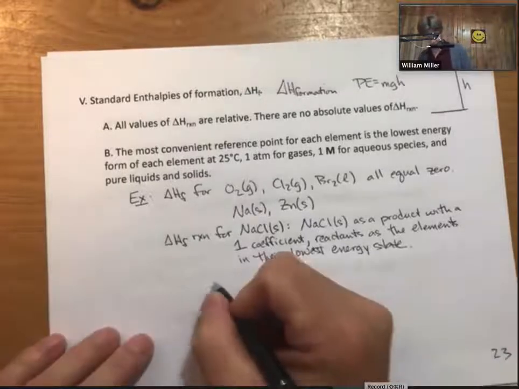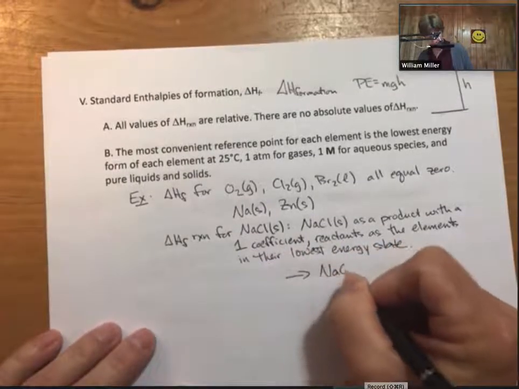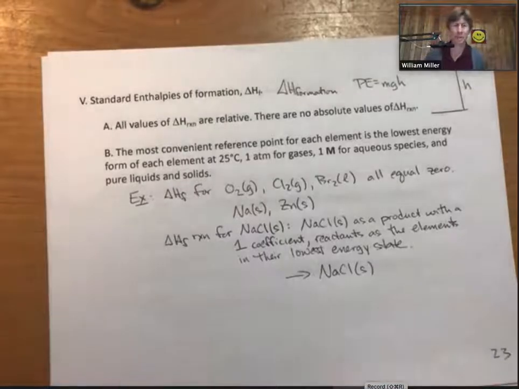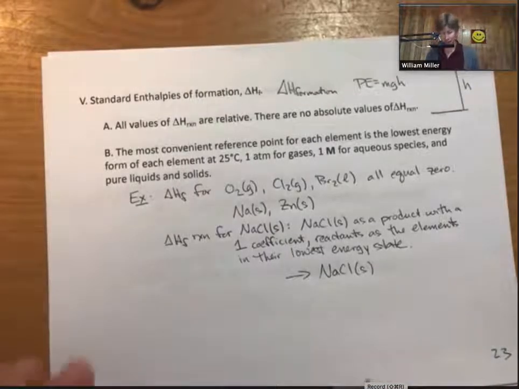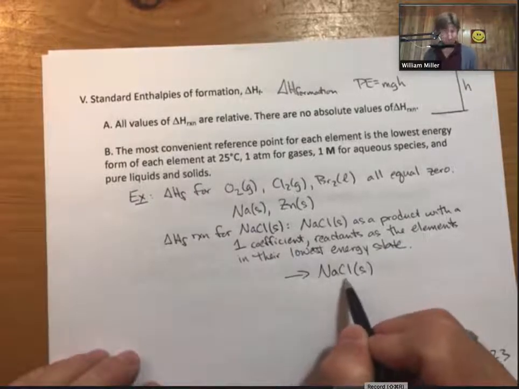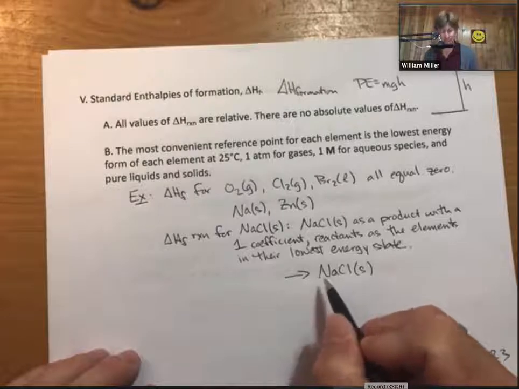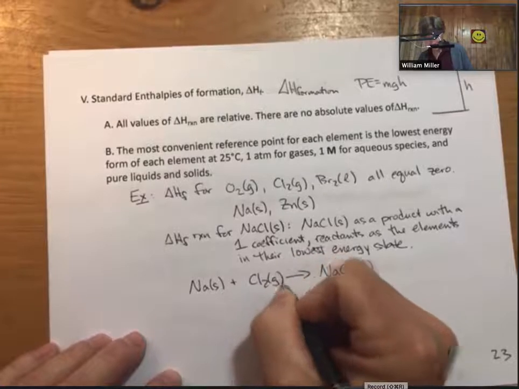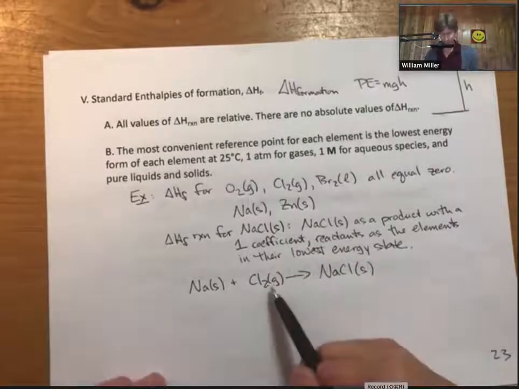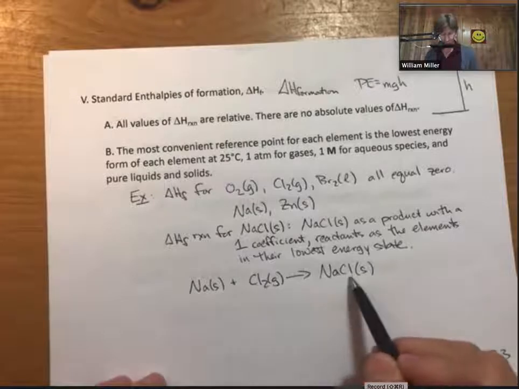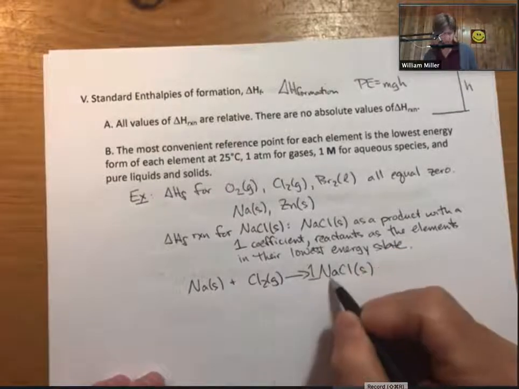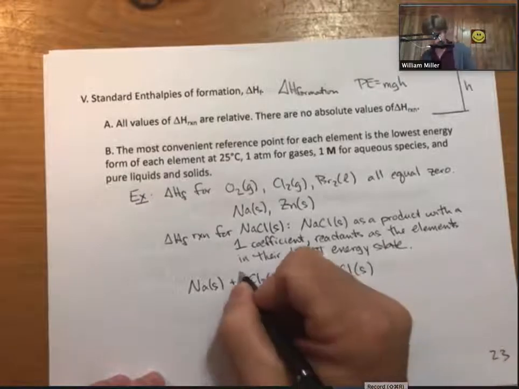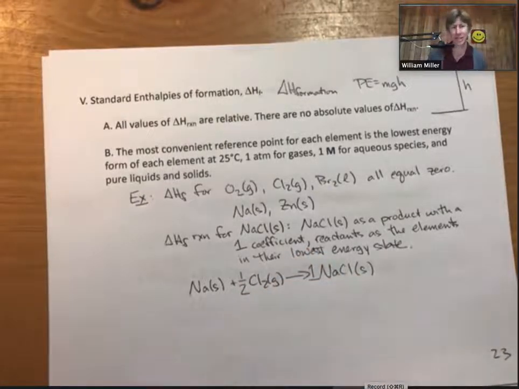All right, so for sodium chloride, that means write sodium chloride as a product. Then think about what the lowest energy states are for each of the elements in sodium chloride. That would be sodium solid. That would be chlorine gas. And I can see that I've got 2 chlorines here, but only 1 chlorine on the product side. I know it's a little weird, but this final answer has a half coefficient in it.